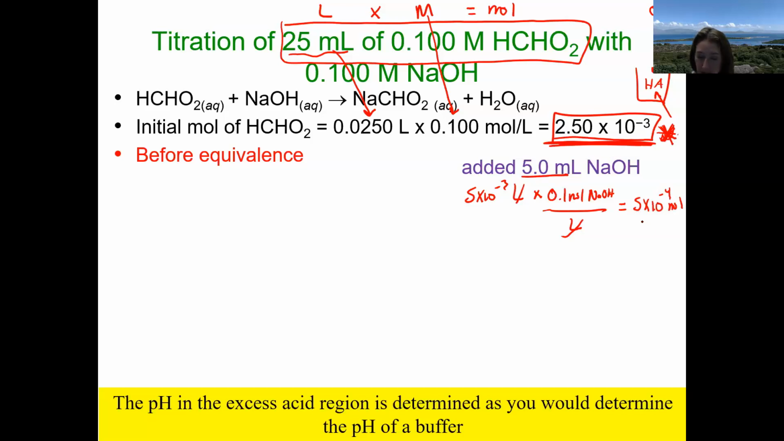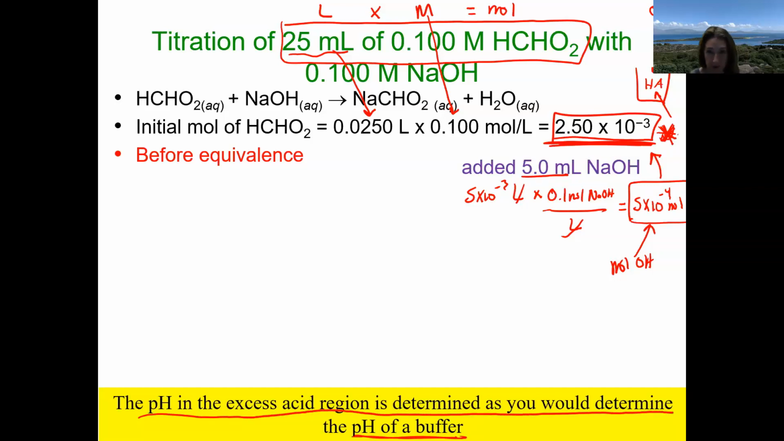So we compare this number, that's our moles of OH, and we compare it to the moles of our HA. It's less, right? We have less moles of our base than we do our acid. Okay, that means we are before our equivalence point. When it's equal, we're at it. It's not equal, it's less. We're before our equivalence point. The pH in the excess acid region is determined as you would determine the pH of a buffer.